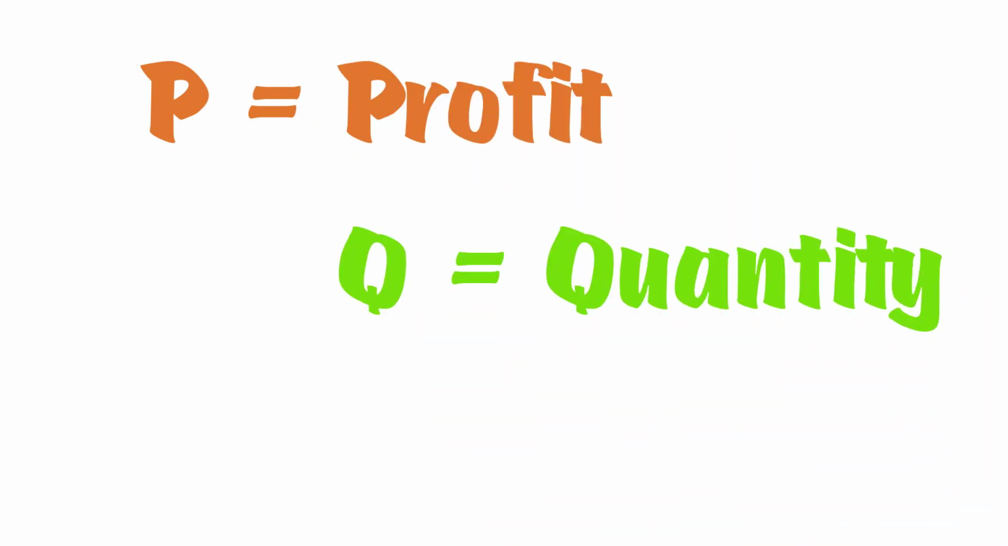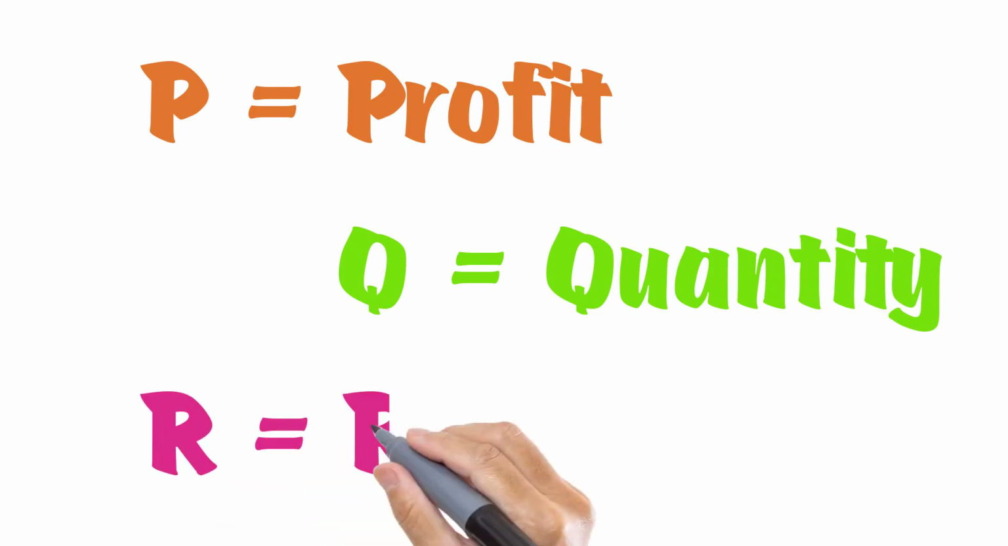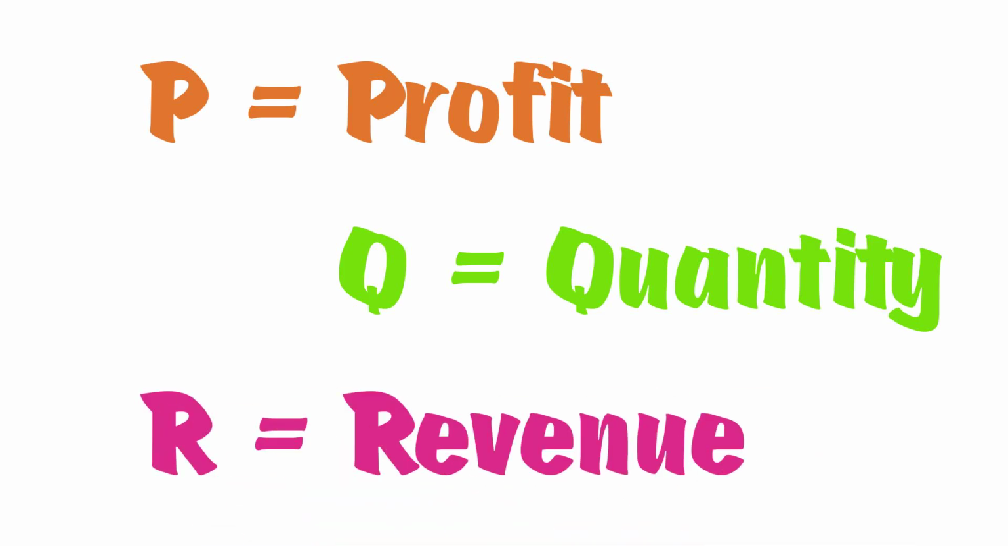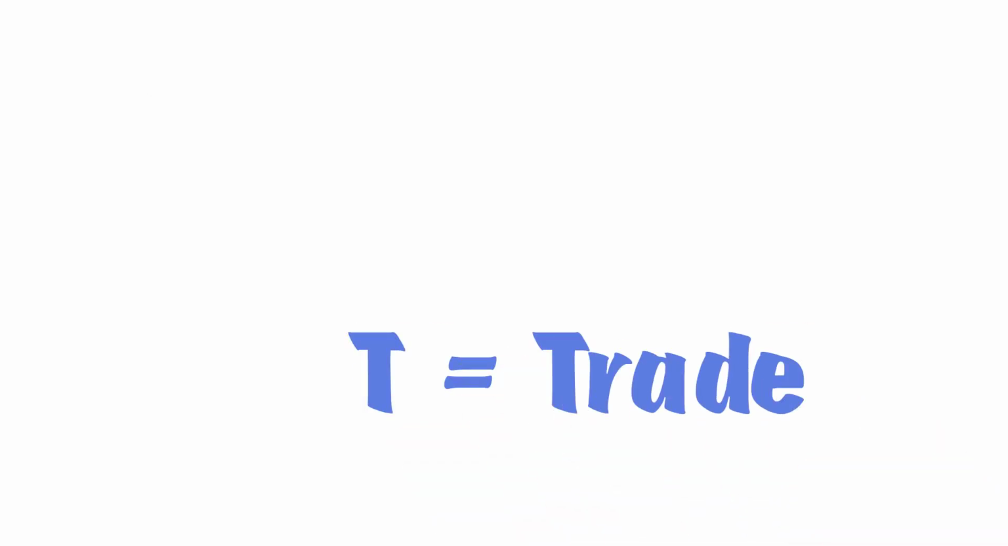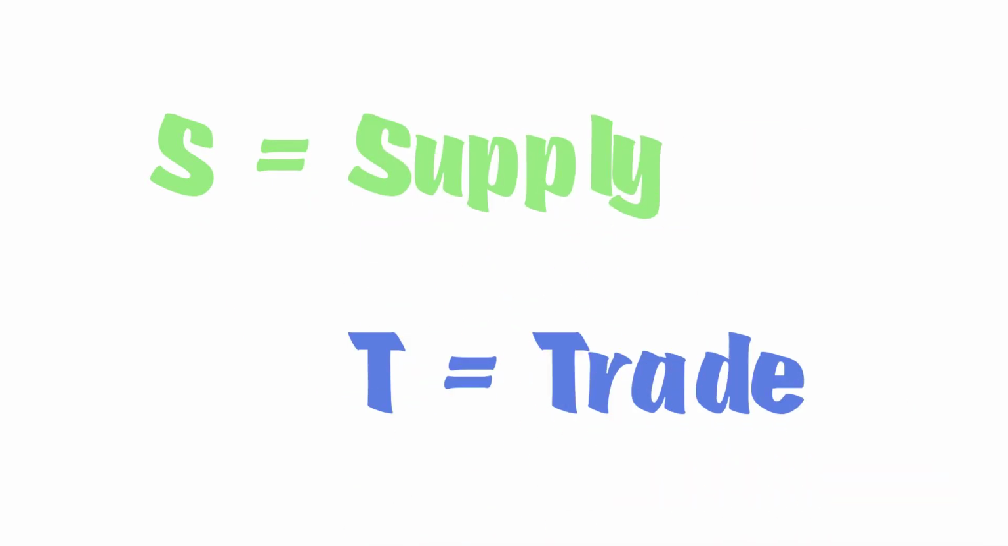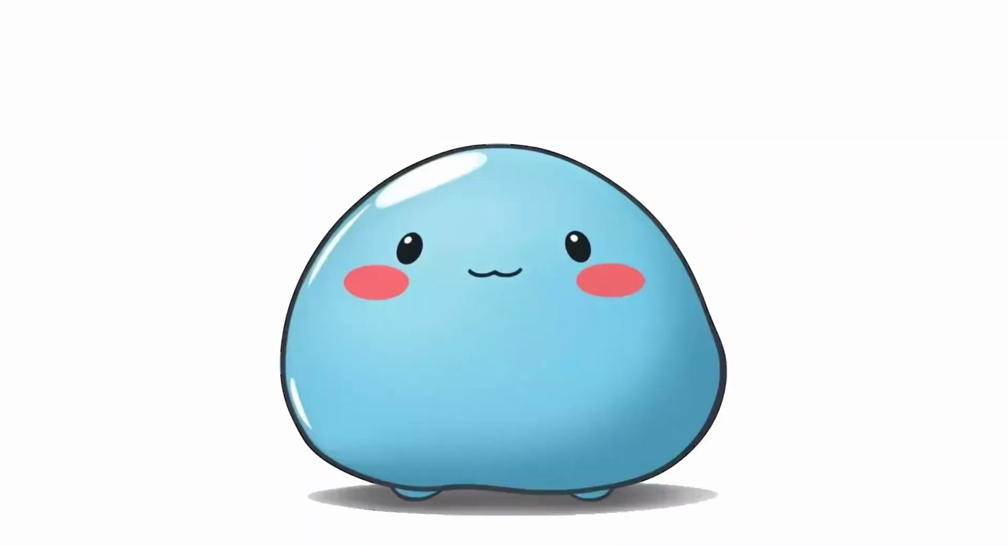Let's review. P is for profit, the money left after costs are paid. Q is for quantity, the amount bought, sold, or produced. R is for revenue, the total money a business receives from sales. S is for supply, how much sellers are willing and able to offer. And T is for trade, the exchange of goods and services. So, that completes P through T.